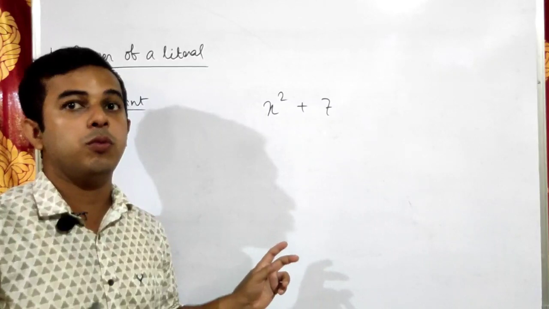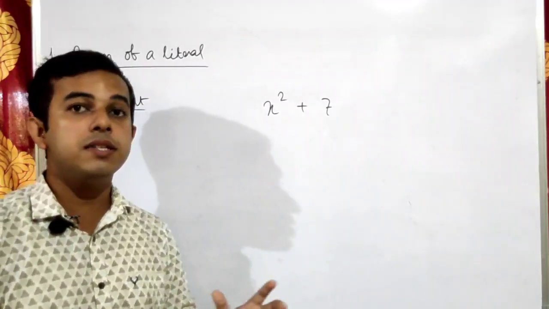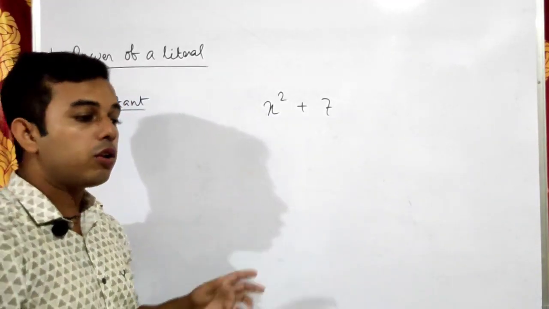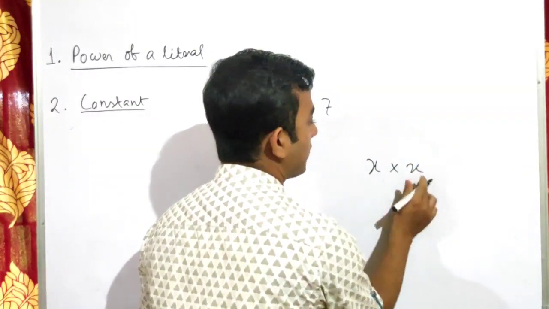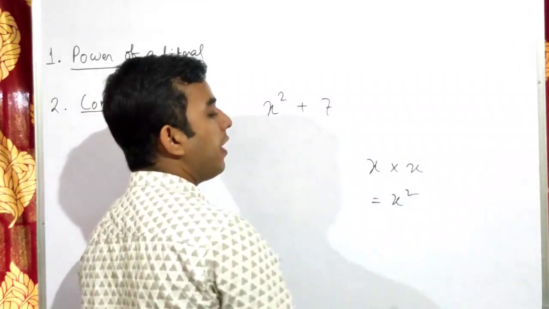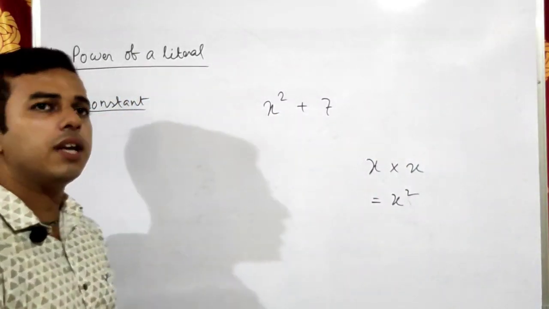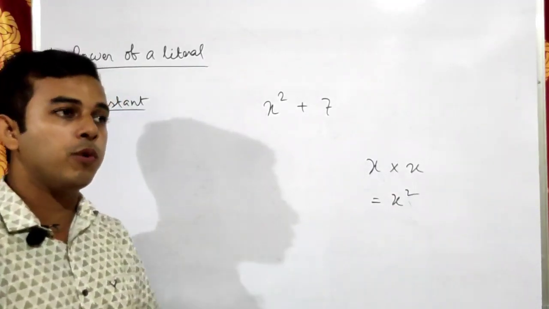Product of x and x will be what? X square. Or you can say it like this: 7 is added to the product of x and x. Product of x and x will be what? X square. So here 7 is added to the product of x and x. You can say it like this, isn't it? Or product of x and x is added to 7. Okay, let's forget about that. Now let's come to our main point.